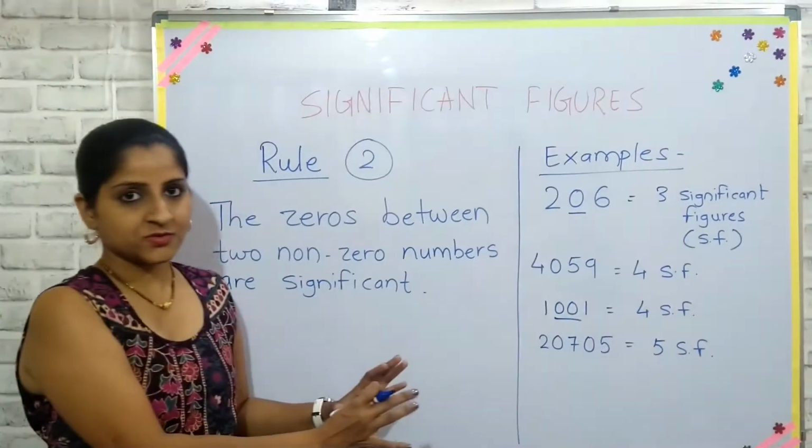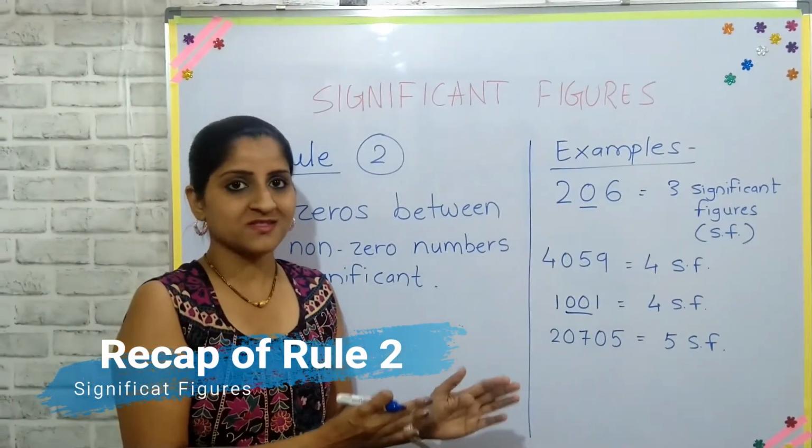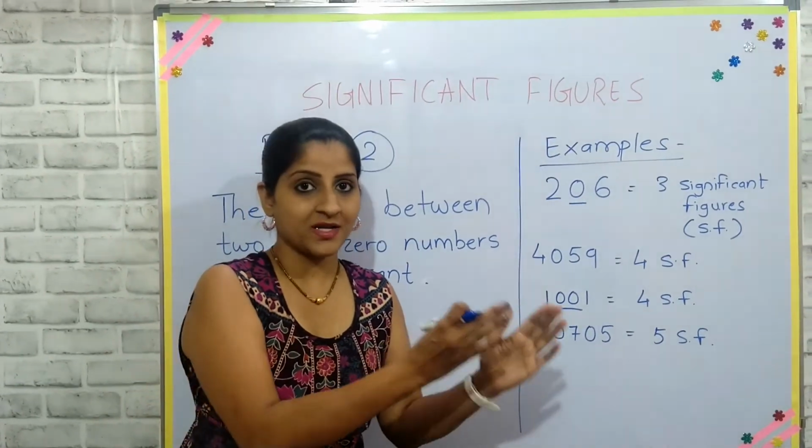To recap the entire rule number 2, if the 0 is placed between two non-zero numbers, we have to consider that as significant. So far we have learned rule number 1 and 2 of significant figures.